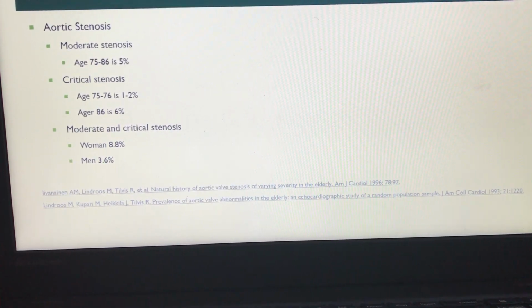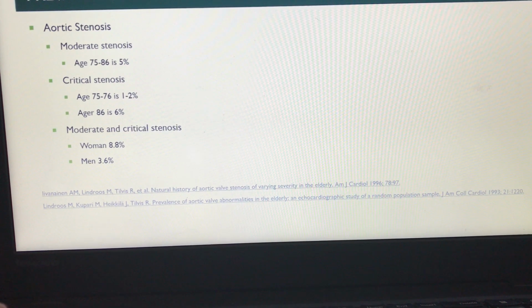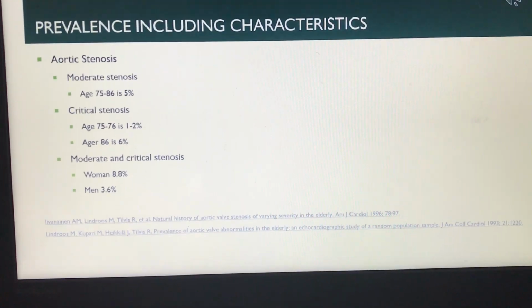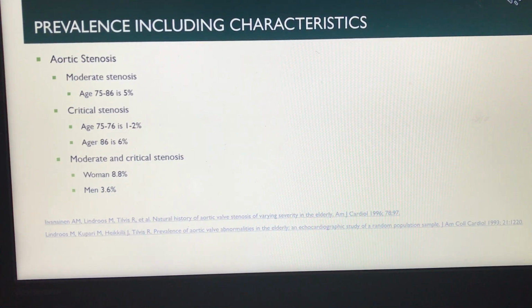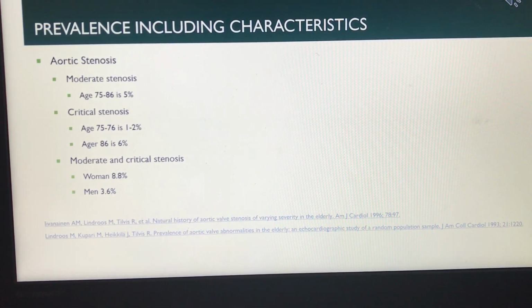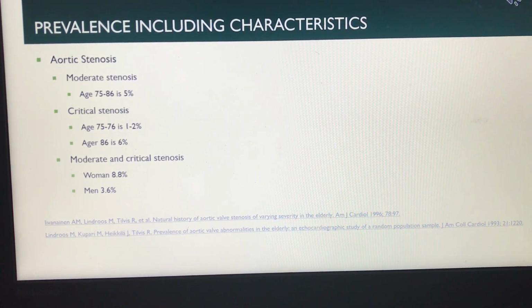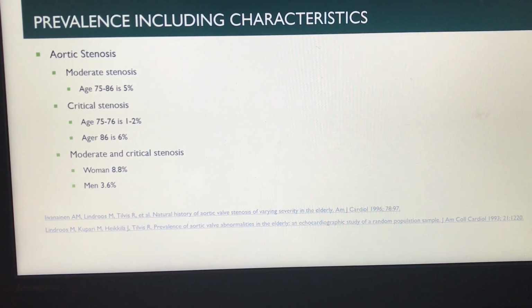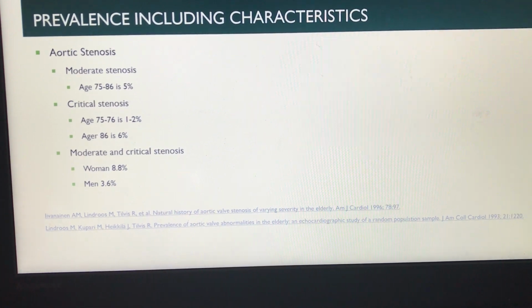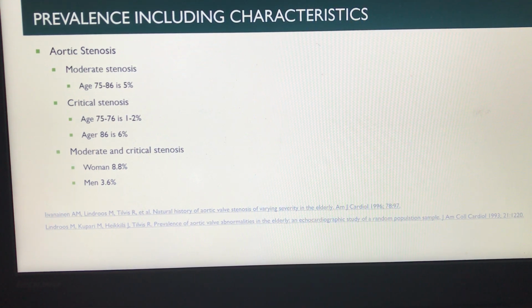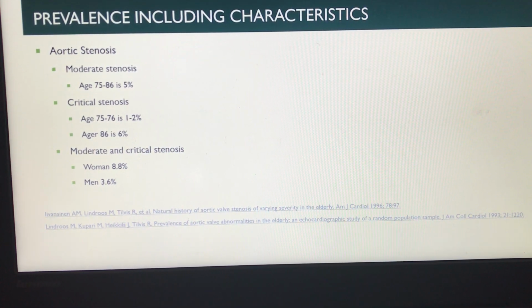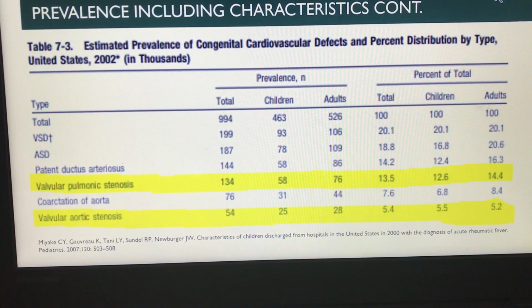Prevalence of the valvular heart diseases, aortic stenosis specifically: moderate stenosis between the ages of 75 and 86 is 5%. Critical stenosis, which is extreme narrowing, between 75 and 76 is 1 to 2%, and ages greater than 86 is 6%. Moderate and critical stenosis overall are more prevalent in women at 8.8% than men at 3.6%.